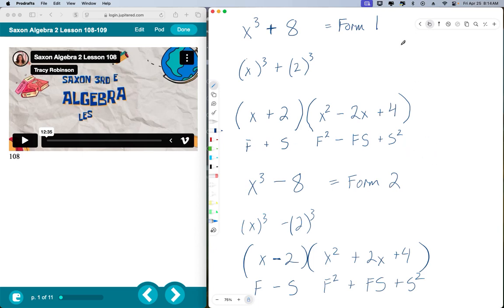So if you take a screenshot or write this down in your notes, that is exactly what we're doing for all of the rest of these problems in Lesson 108. We're uncubing each term, and then we're putting it into its proper format. That's all it is. So let's look at the first one.